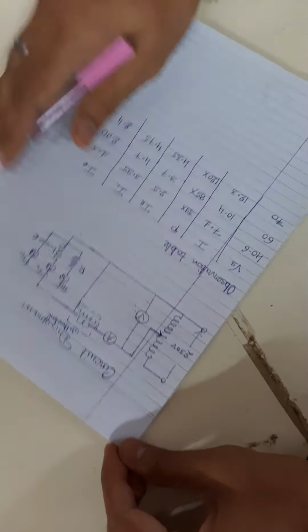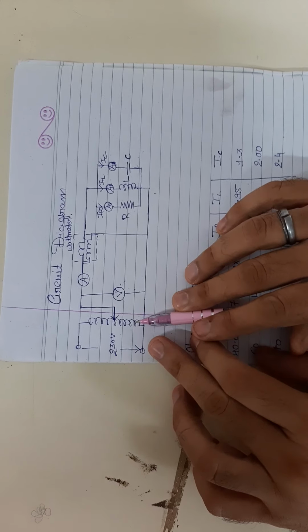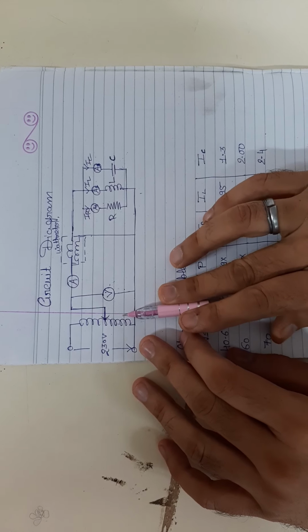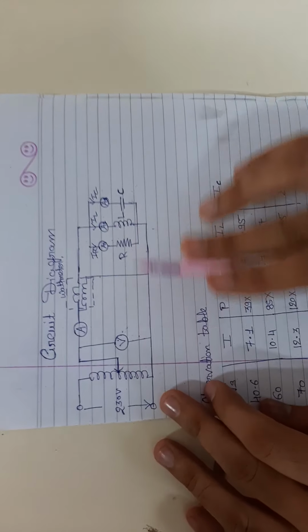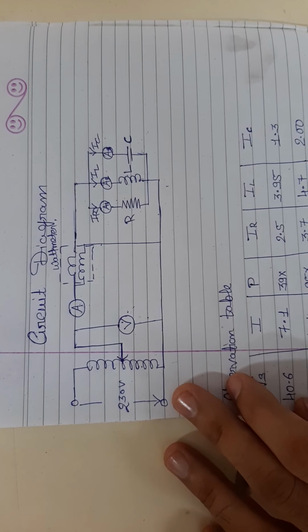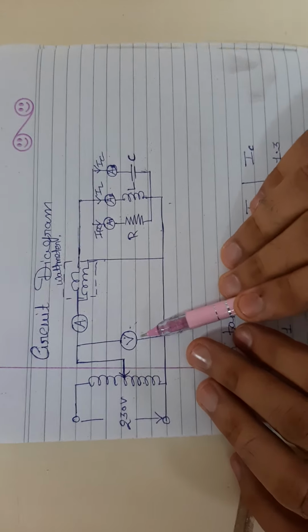RLC parallel circuit. So here is the circuit diagram. This circuit diagram consists initially of an auto transformer, whose rating is 0 to 230 volt, which will regulate the supply as per the requirement of the circuit. Next, the voltage which will be supplied to the circuit should be measured, so we will use the voltmeter.